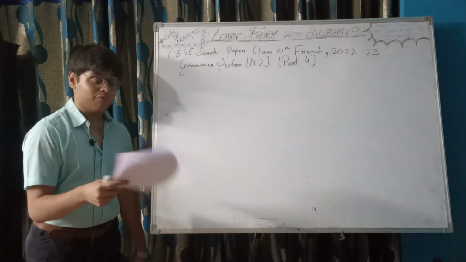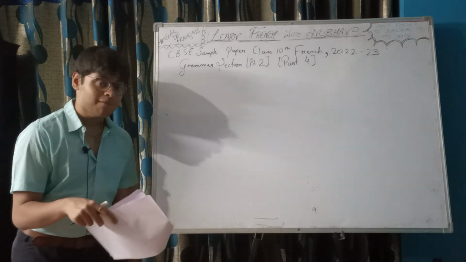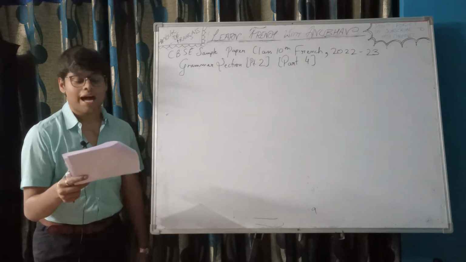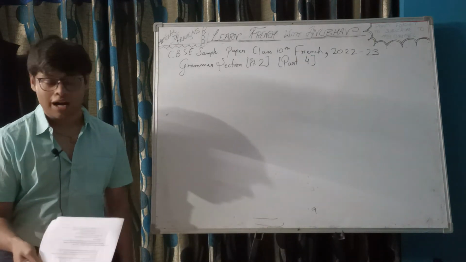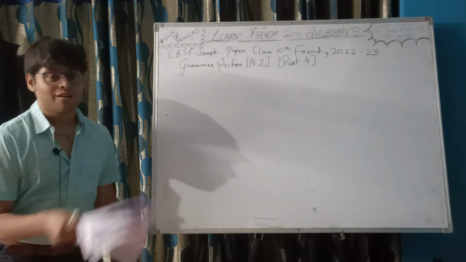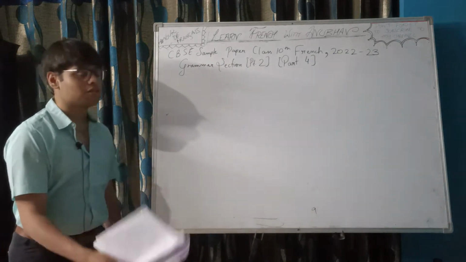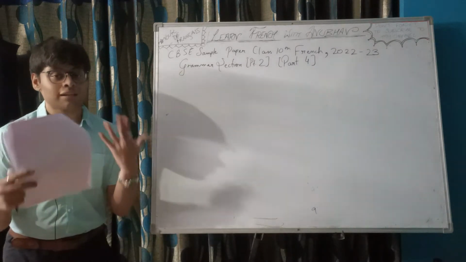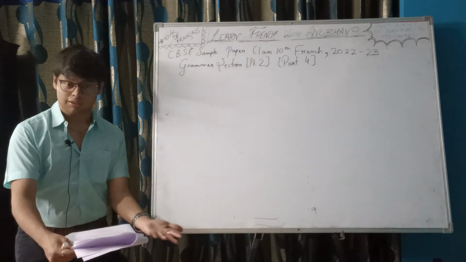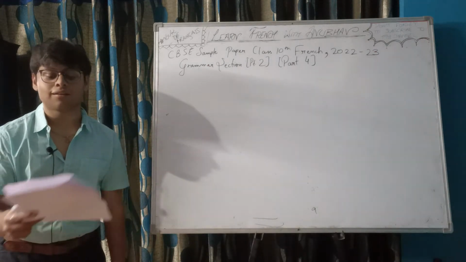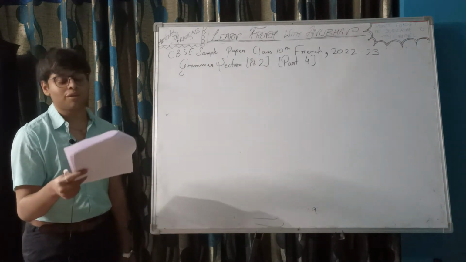And pronoms relatifs are of 2 types. First type being the simple ones: que, qui, où, and dont. And the composé ones are numerous. Some are formed with the preposition à, some are formed with the preposition de, and some are formed with other prepositions. For example, sur, devant, derrière. So that's what we are going to do in this exercise.